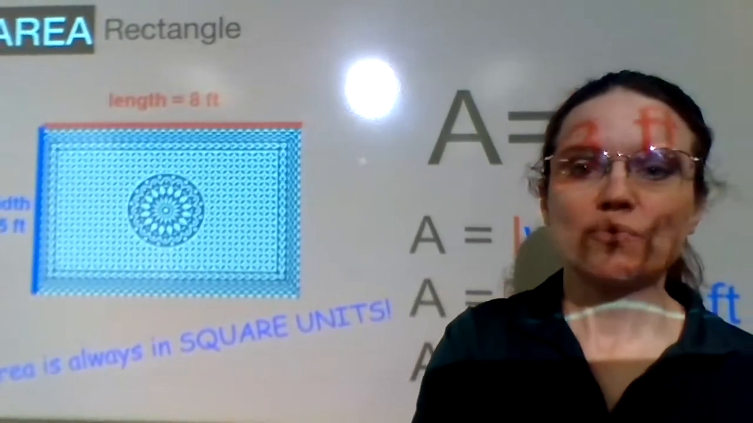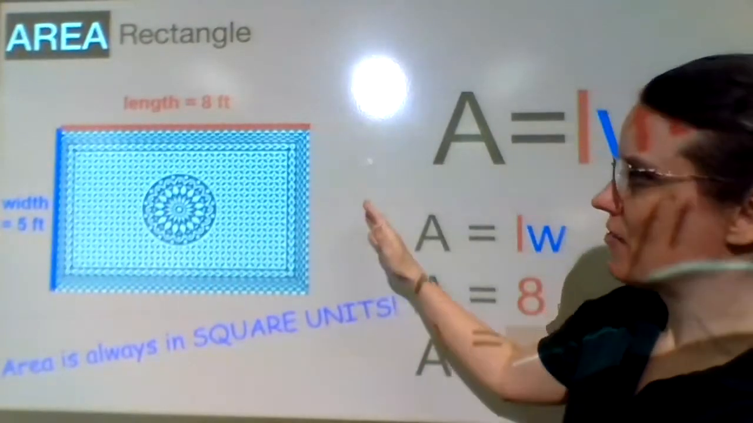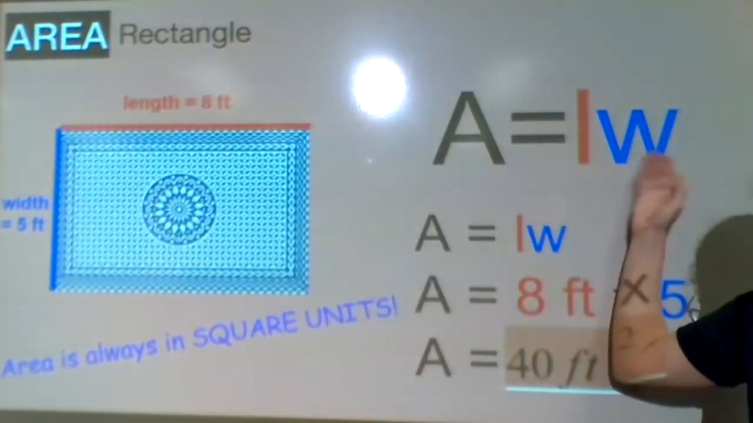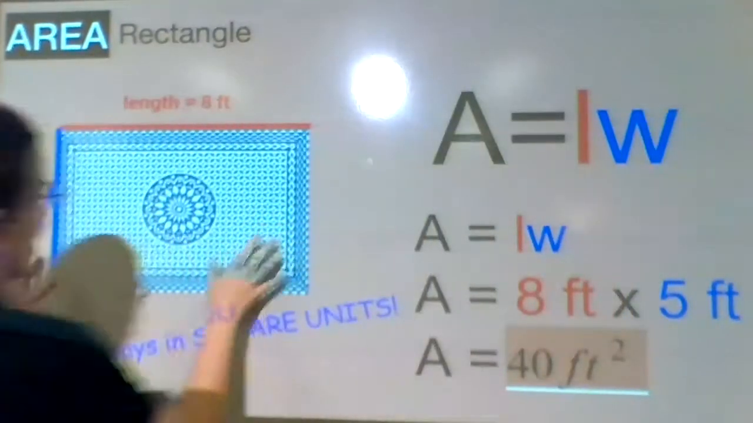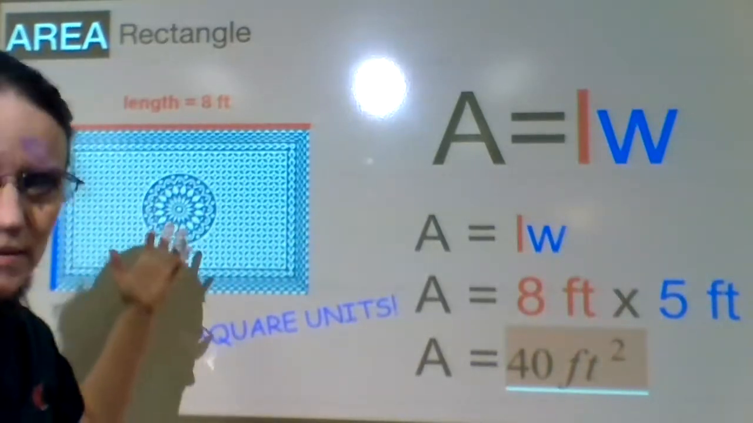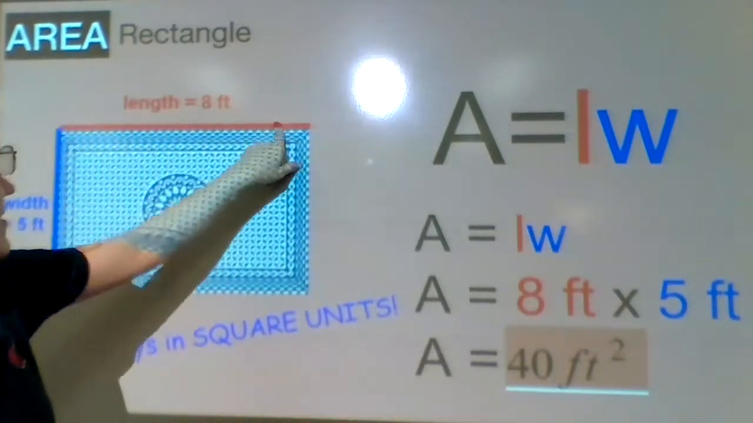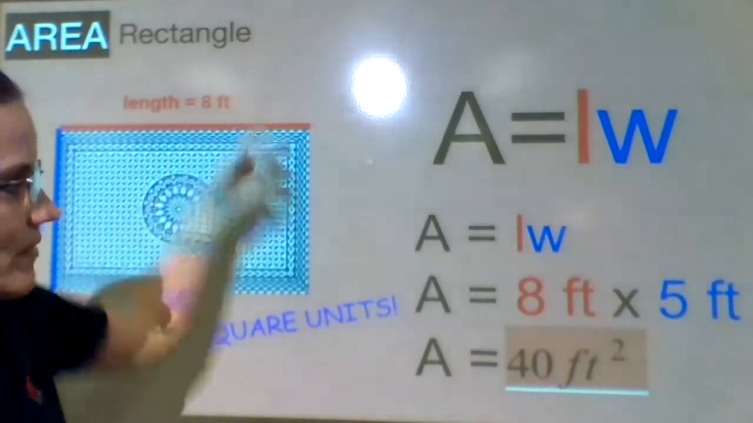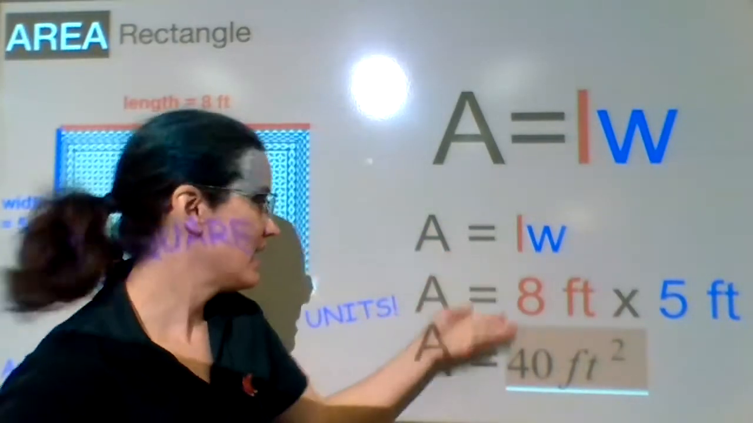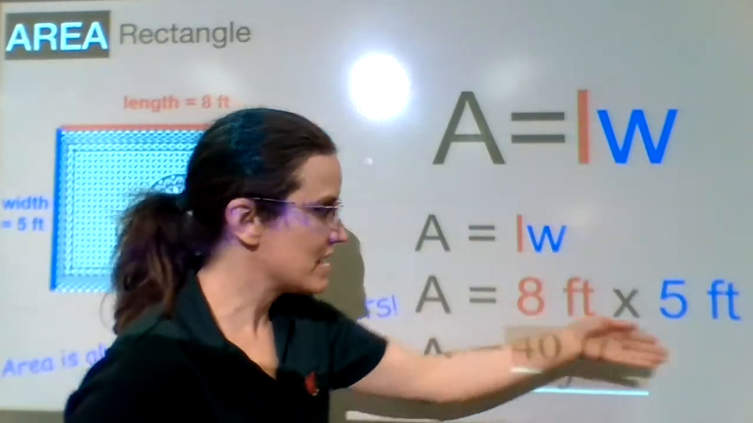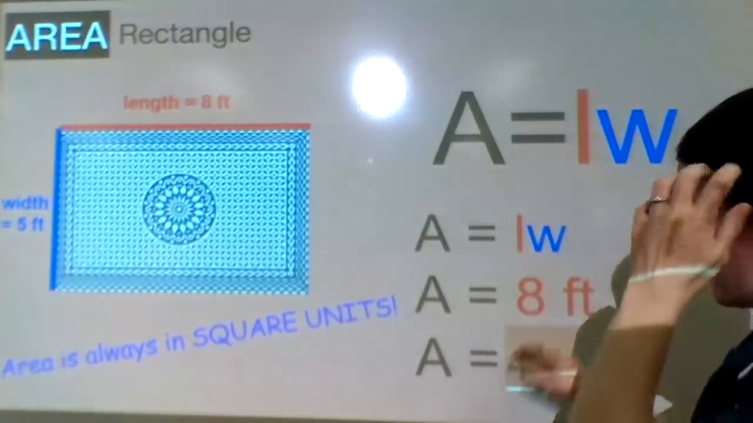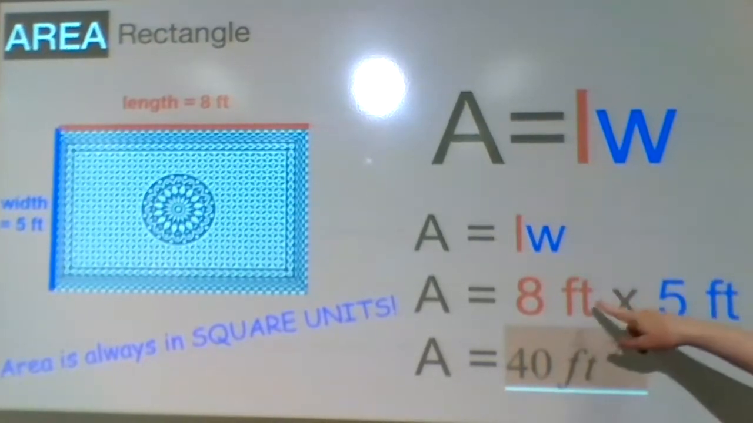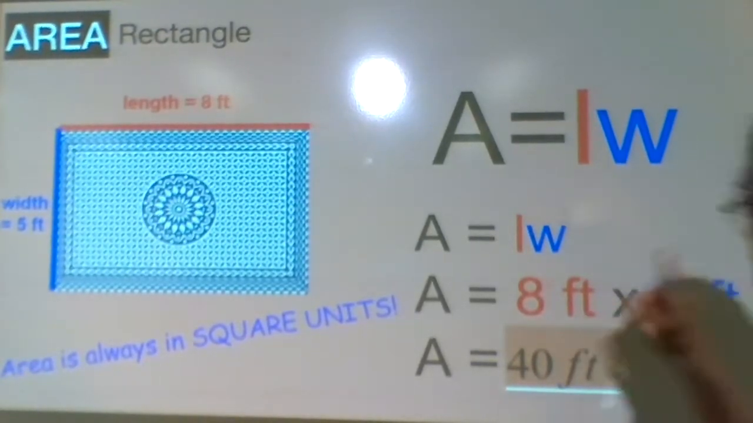Your rectangles are going to have an area found by doing your length times your width. So L times W. And in this shape, for example, oh look, it's a rug. It's rectangular. It's going to have a length of 8 and a width of 5. And my units here are feet. And so I pull out my handy formula. I drop the length in for the length and 5 feet in for the width, and it's going to come out to be 40.